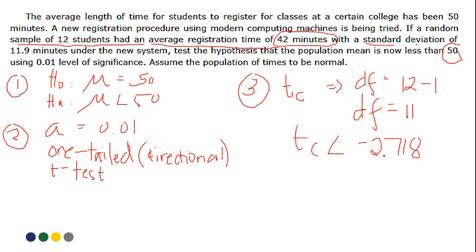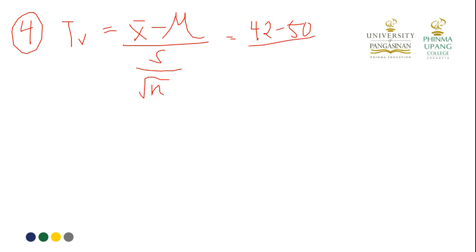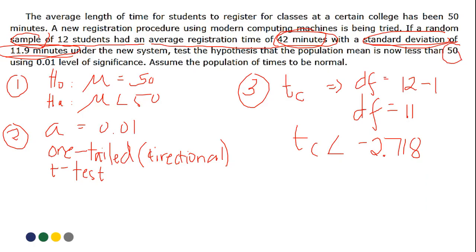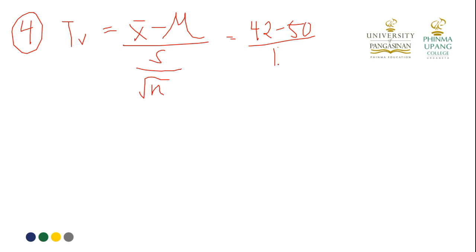The sample size in problem number 2 is 12. According to the problem, the standard deviation is 11.9 minutes, and it belongs to the sample, so it is the sample standard deviation. So we're going to use 11.9, 11.9 all over the square root of 12 because our n is 12.